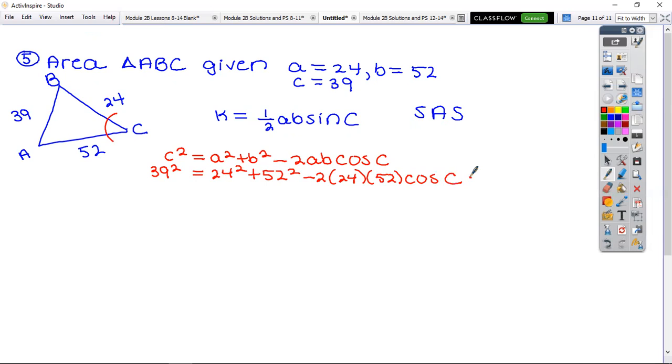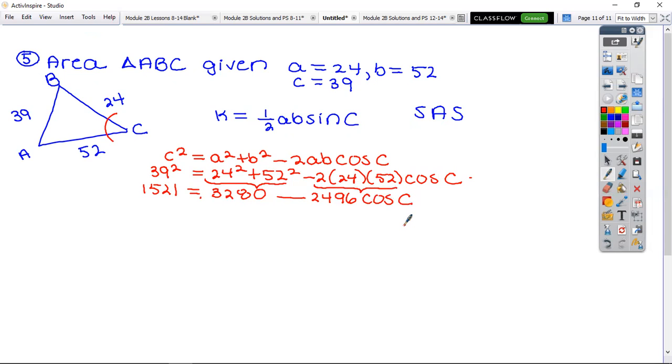Okay, so now you're going to put this in the calculator and go 39 squared. And you're going to write down the value, 1,521. And you're going to be very careful. That goes in separate from that. So 24 squared and 52 squared yields an answer of 3,280 minus 24 and 54 gives me 2,496 cos C.